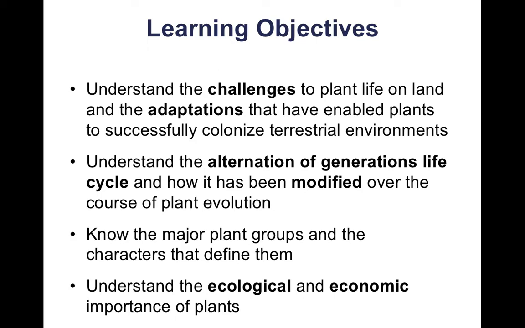I also want you to understand the alternation of generations life cycle and how it has been modified over the course of plant evolution. The alternation of generations life cycle is a life cycle that we see in the plant kingdom. It can be kind of hard to grasp at first, but we'll be discussing it this week and next week. What I want you to focus on is understanding this and understanding how it changes in the different plant taxa we'll be discussing. You also need to know the major plant groups and the characters that define them. And you need to understand the ecological and economic importance of plants, the basal plants, and then next week the seed plants.